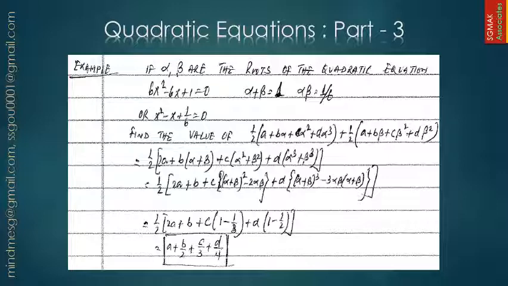Now it says find the value of 1/2 of a plus b alpha plus c alpha squared plus d alpha cube plus 1/2 of a plus b beta plus c beta squared plus d beta cube, not beta squared. So if we algebraically manipulate, it's 1/2 of 2a plus b times alpha plus beta, c times alpha squared plus beta squared, d times alpha cube plus beta cube.